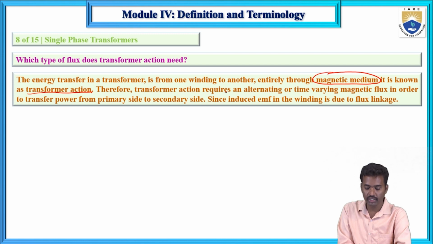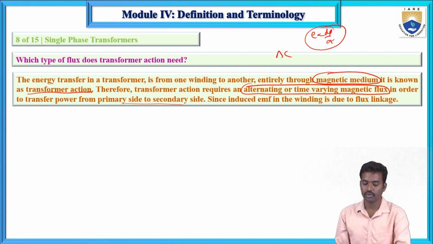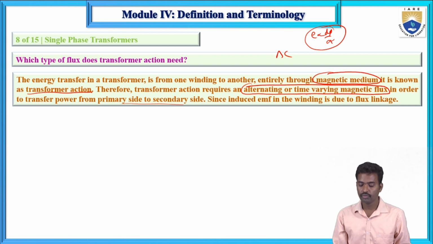Therefore, transformer action requires alternating magnetic flux, AC flux or time varying flux, in order to transfer power from the primary to the secondary circuit. E is directly proportional to dφ/dt. So time varying flux must be required to transfer from one circuit to another circuit. From the mutual inductance concept, it will transfer since the induced EMF in the secondary winding is due to linkage flux.